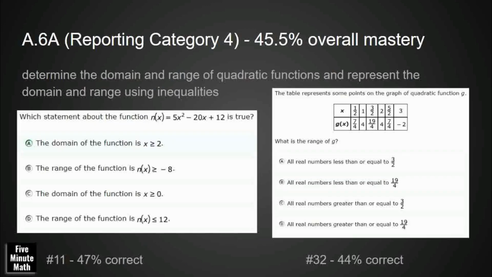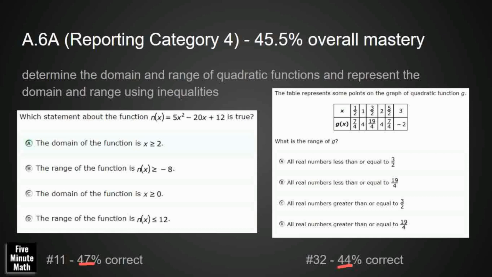For 8.6a, we are looking at 45.5% overall mastery. It's the domain and range, so we're still struggling with domain and range. We struggle with domain and range of linear functions. Now we're struggling with domain and range of quadratic functions. And you see we're about split even, about 47% on this one, 44% on this one. They're both multiple choice, right?